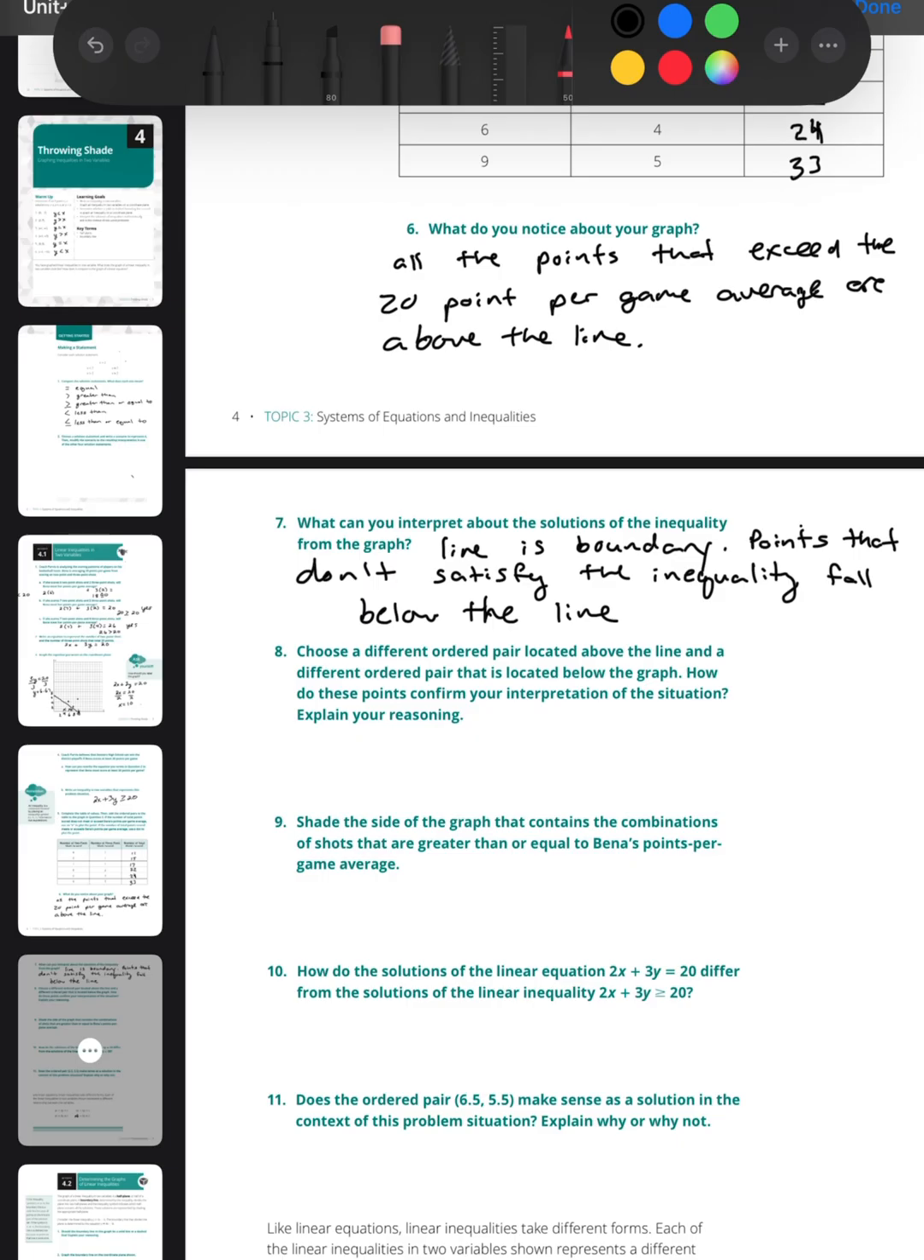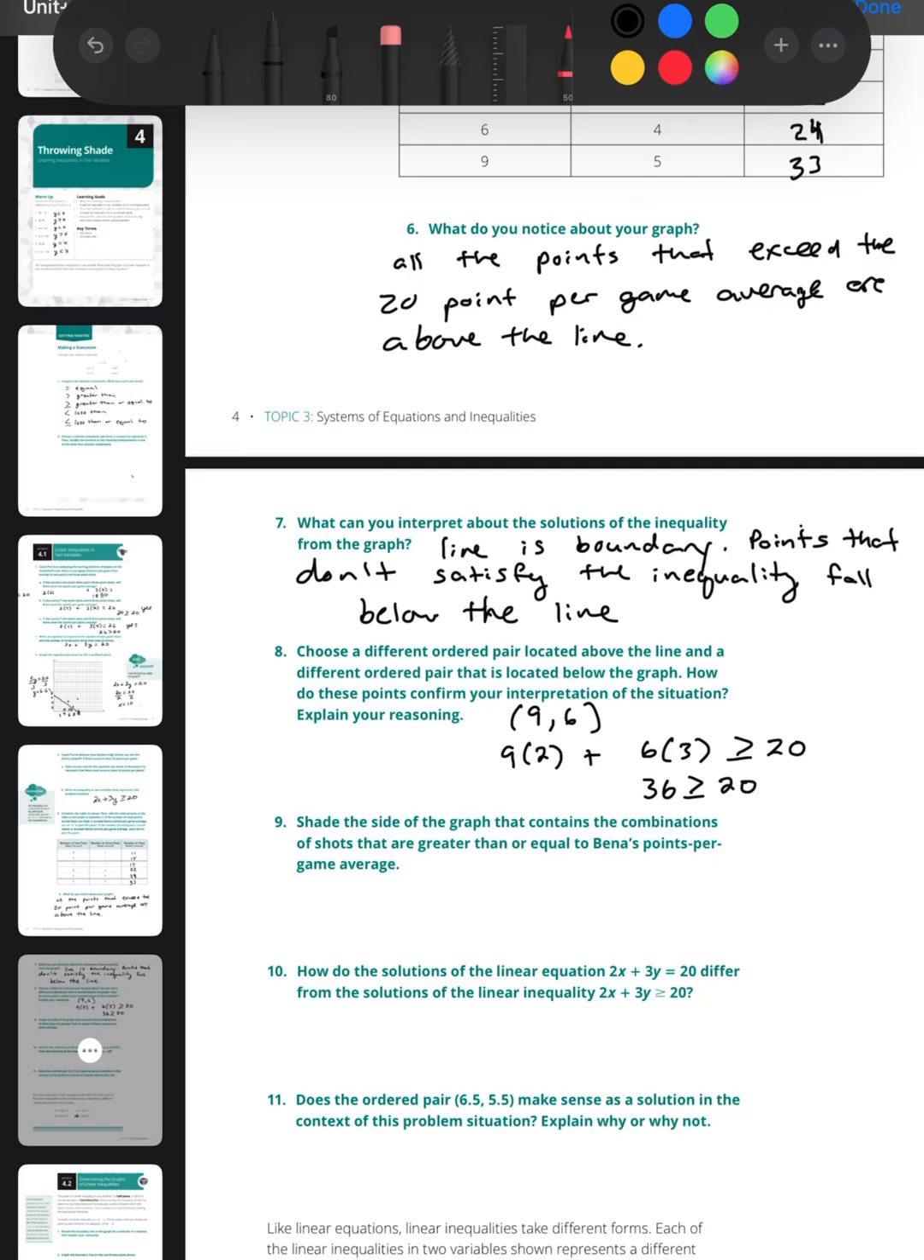Okay, 8 says choose a different ordered pair located above the line and a different ordered pair that is located below the line. And how do these points confirm your interpretation? Well, if we find one above the line, it's going to be one that does fit the inequality. So for example, let's say 9, 6. So 9 2-pointers and 6 3-pointers. We need that to be greater than or equal to 20. And that's going to give you 18 plus 18, which is 36. So Benna definitely exceeded that average point total, with 36 greater than or equal to 20.